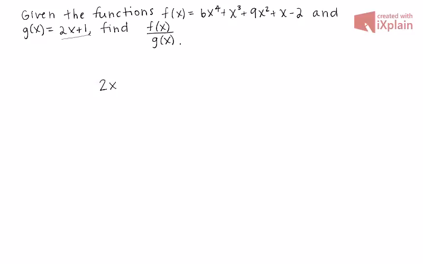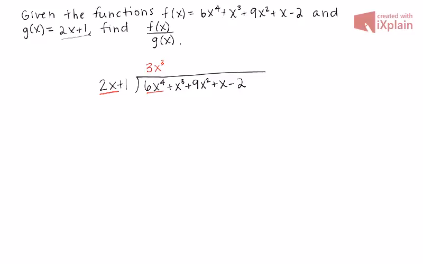My divisor is 2x plus 1, and my dividend is going to be f of x, which is 6x to the fourth plus x cubed plus 9x squared plus x minus 2. When doing long division, the first thing you must do is ask yourself, what do I have to multiply 2x by in order to get 6x to the fourth? In order to get that, I need to multiply by 3x cubed.